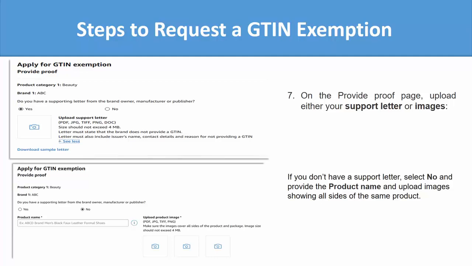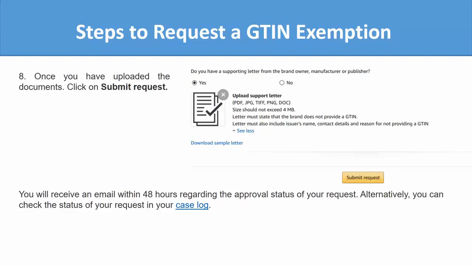Again, the images should be 2 to 3. It should be live images. It should be from multiple angles showing all the sides of the product and the packaging of the product. That's it. Once you do that, you can click on submit request, and you'll receive an email within 48 hours on the approval status of your request.